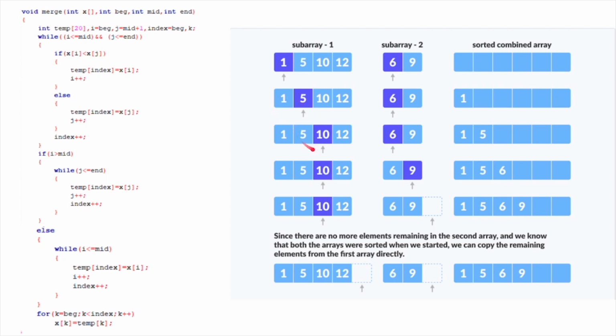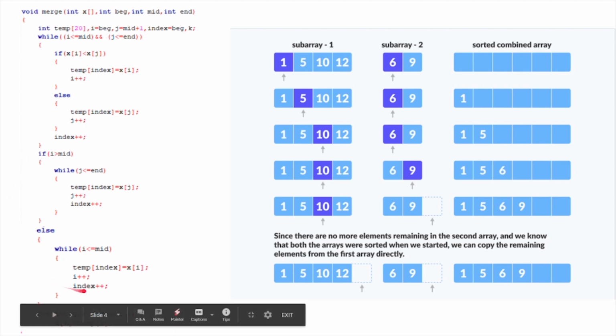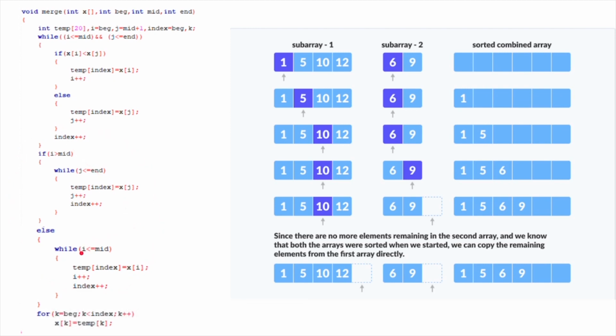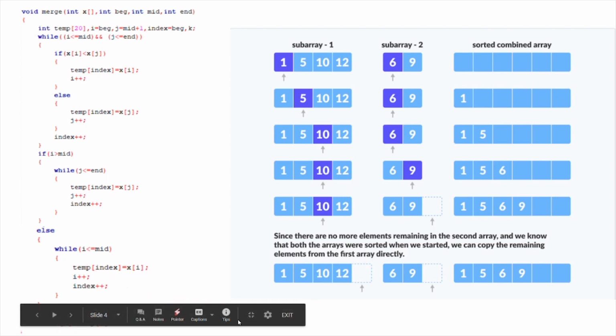Now i is incremented and points at 10. Since 6 is less than 10, it is pushed and j is incremented. This process continues until the second sub-array is fully exhausted. Now, in the next step, we check which one of the sub-arrays is exhausted. It is the second one, and therefore we jump to the else part and push all the remaining values of sub-array 1 into the temp.